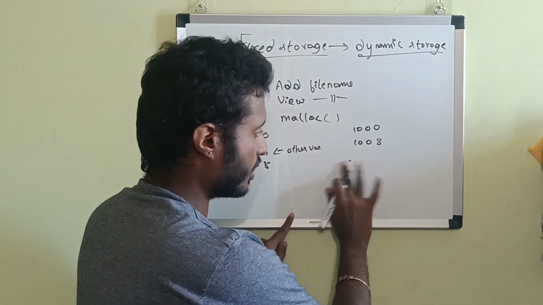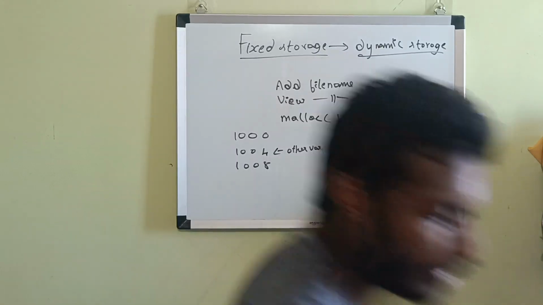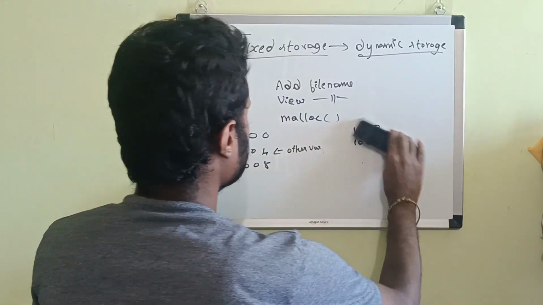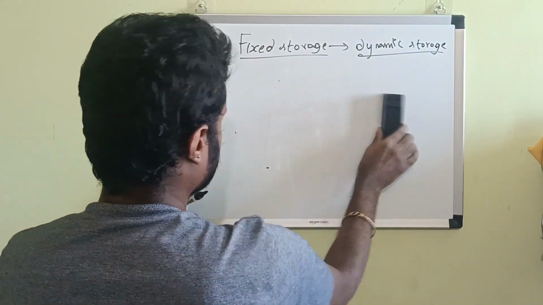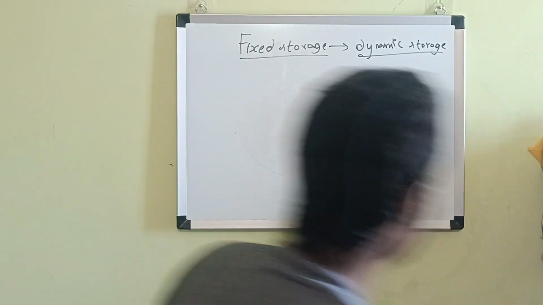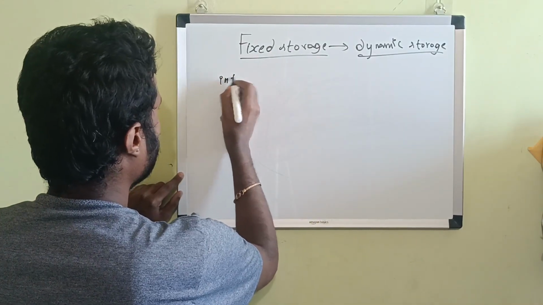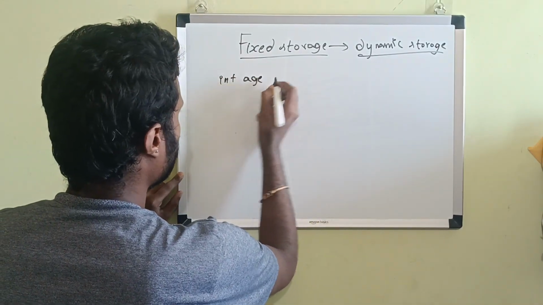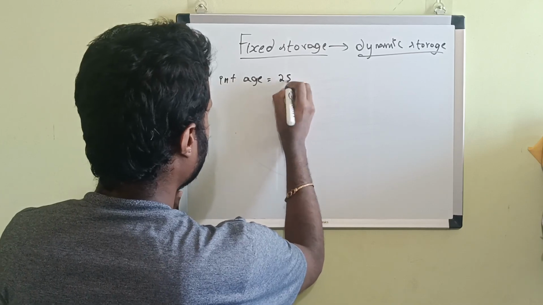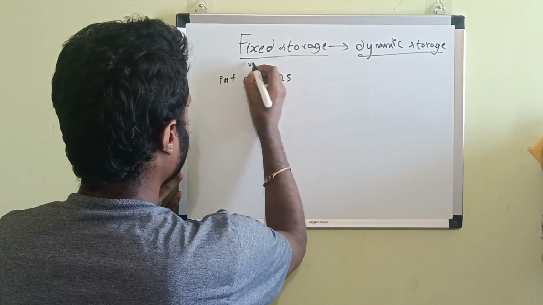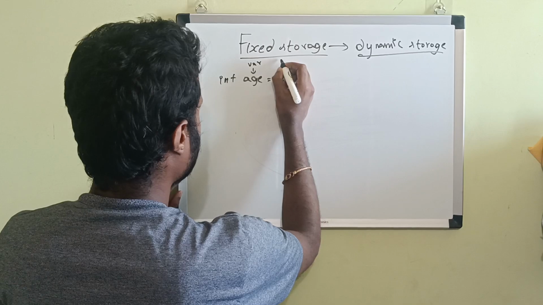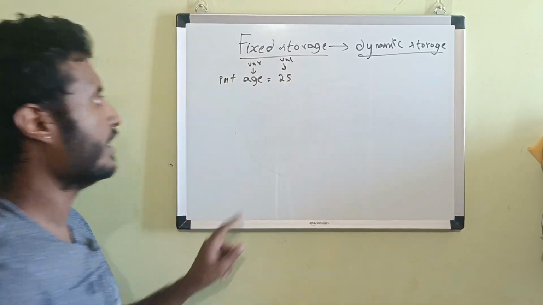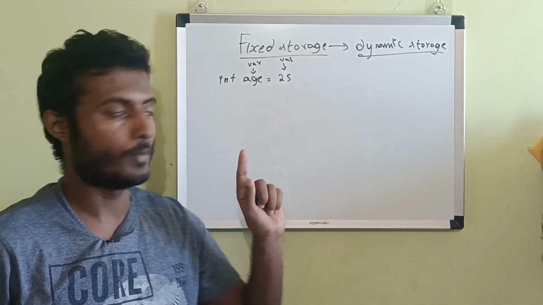For example, I just give you an example. Imagine we have int age = 25. This is the variable, this is the value. You must know this, right? This is the variable, this is the value.